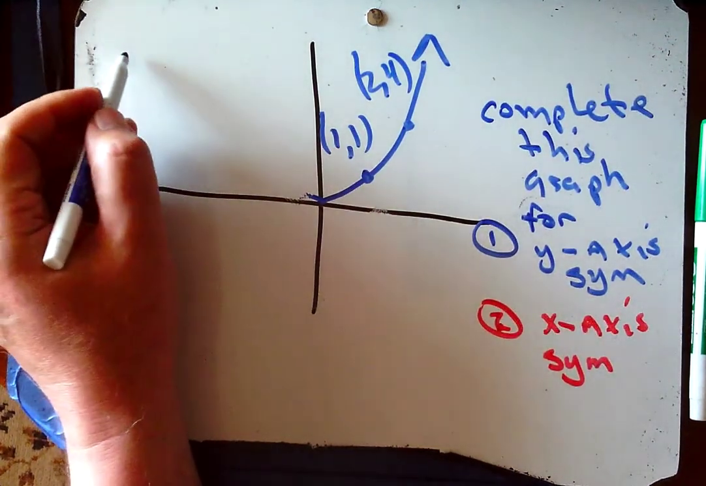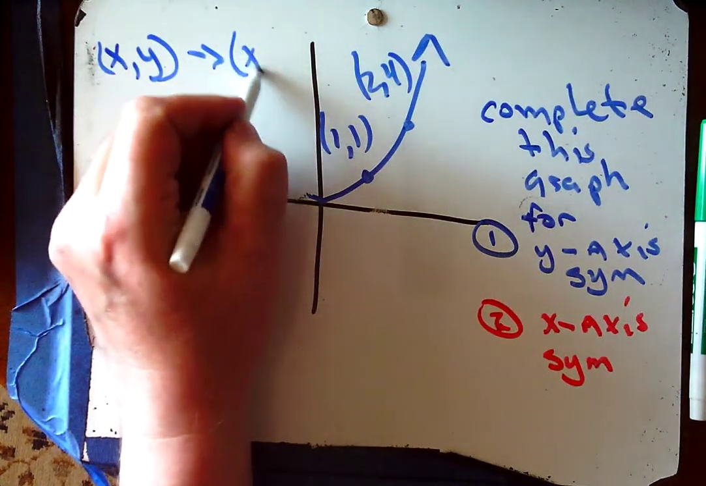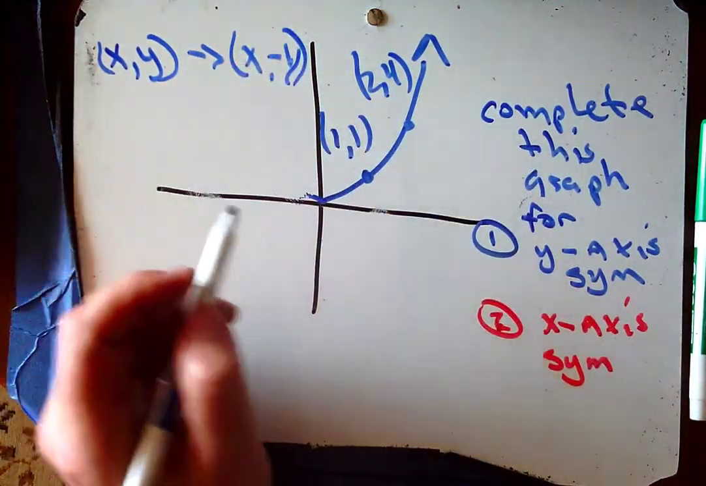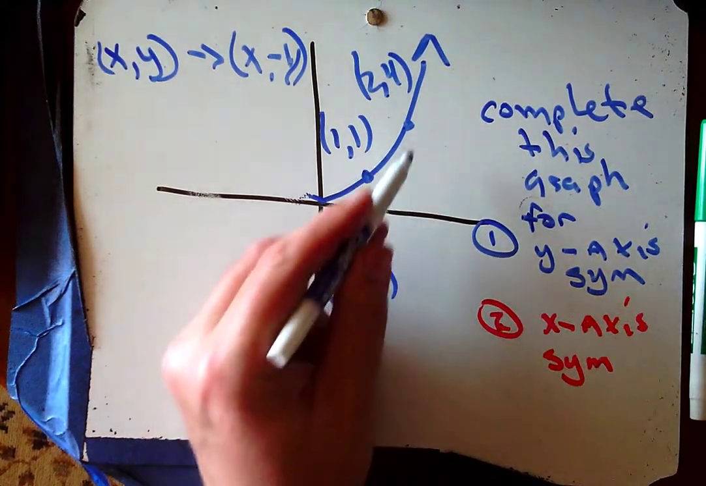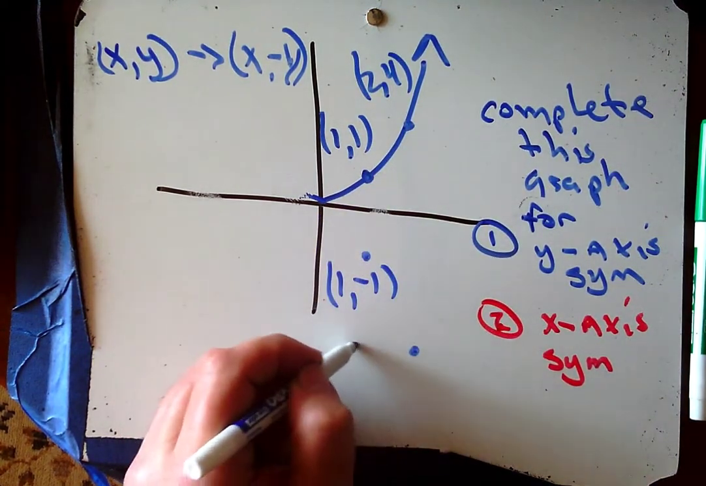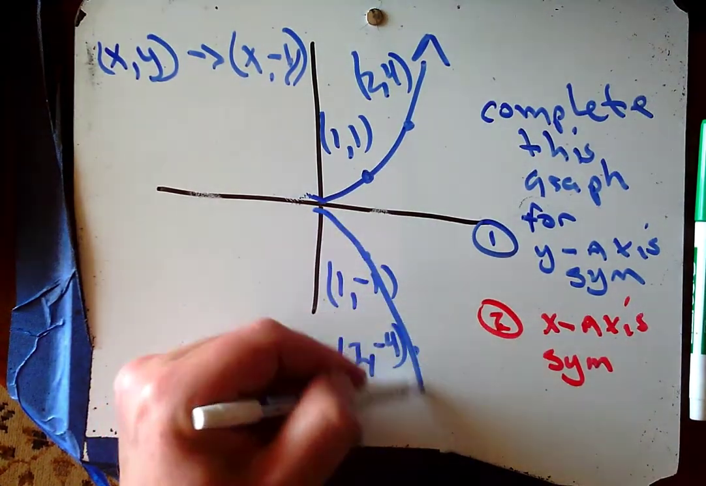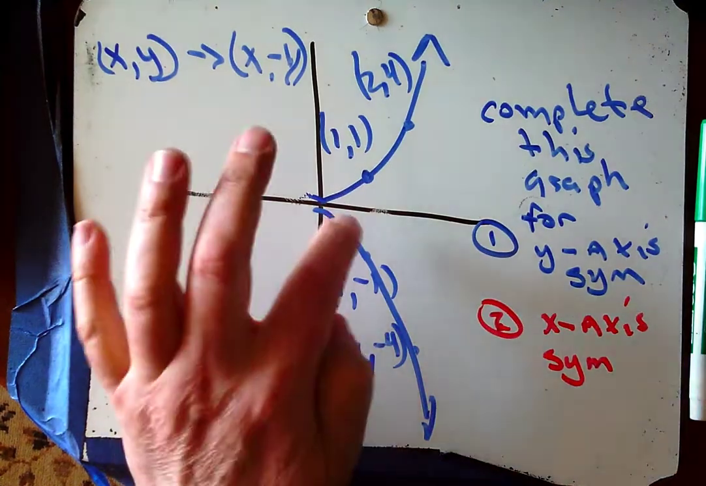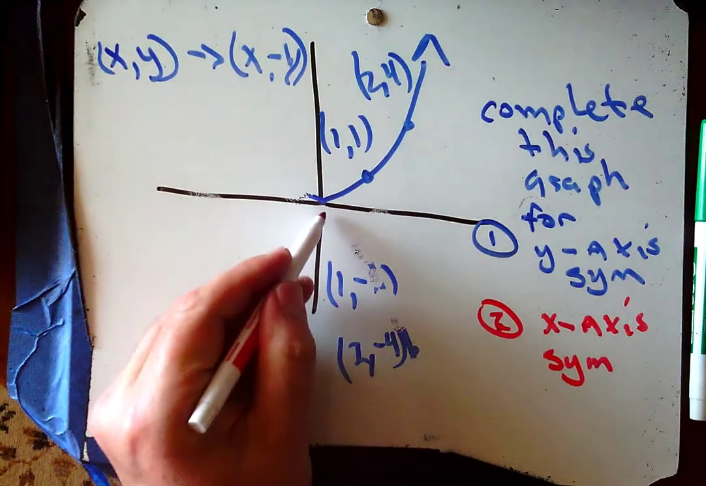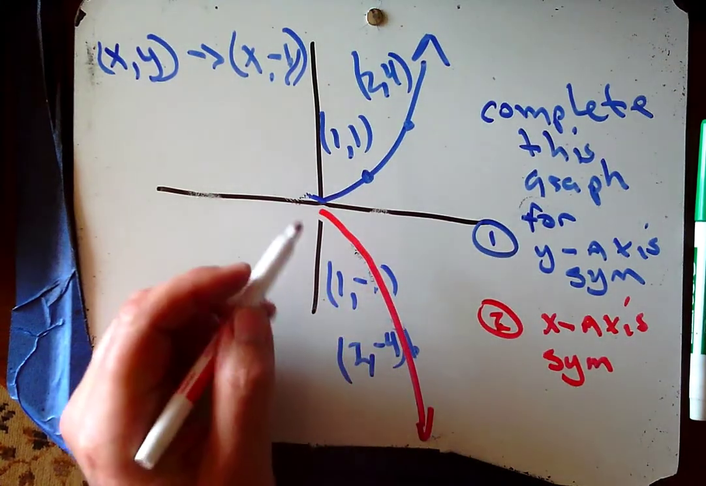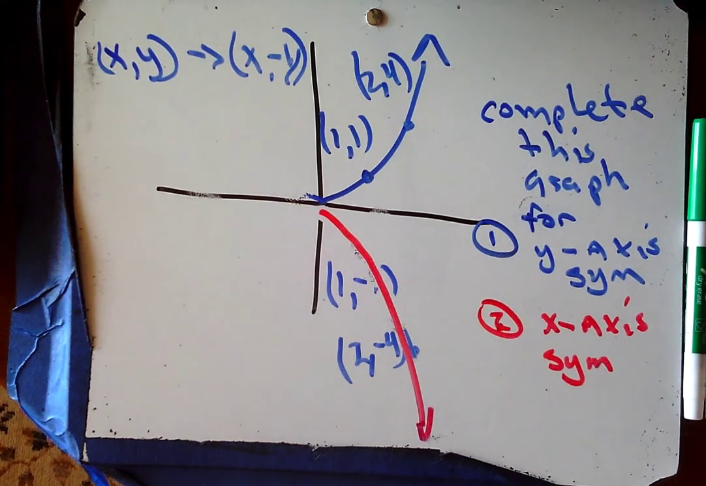X-axis symmetry, therefore we change the y's. (x, y) becomes (x, -y). So I'm going to have this point here with the same x, but the opposite y. And I'm going to have this point here with the same x, but with the opposite y. In fact, because this is in red, I'm going to draw this in red. There, we've completed the graph so that it has x-axis symmetry.